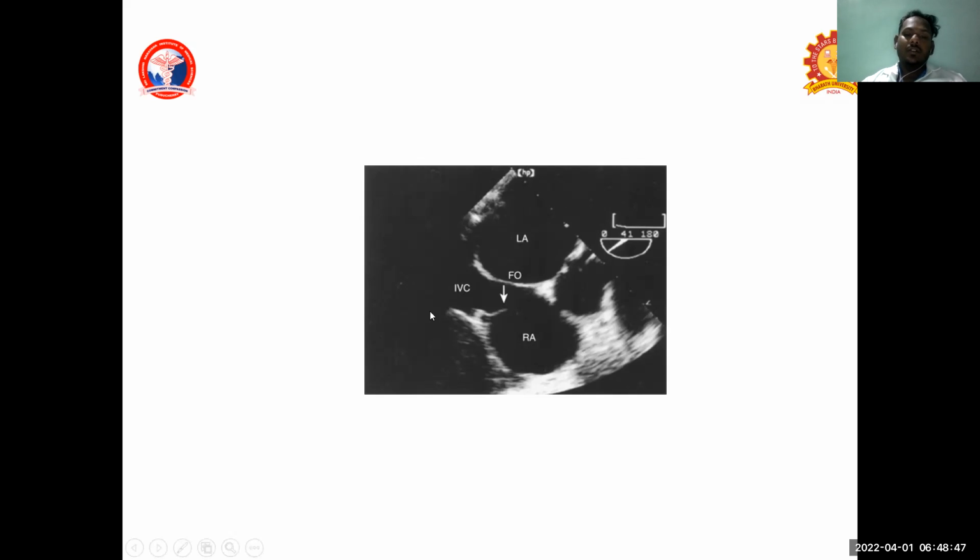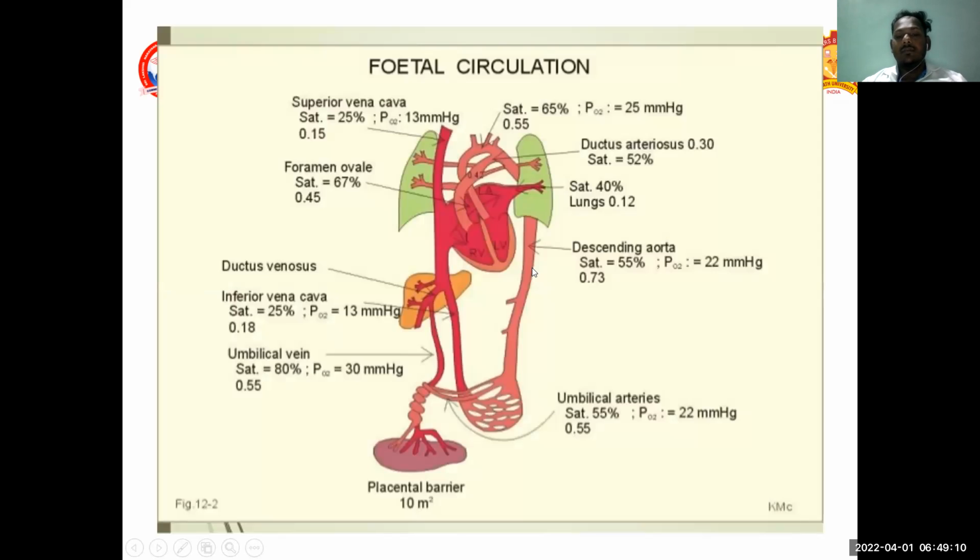This shows how the blood can enter into the atrium via IVC. This is the tricuspid valve. Blood comes here and the slower stream enters into the right atrium. Faster velocity blood hits against the foramen ovale, and it will enter into the left atrium. So these are the partial pressures in each part.